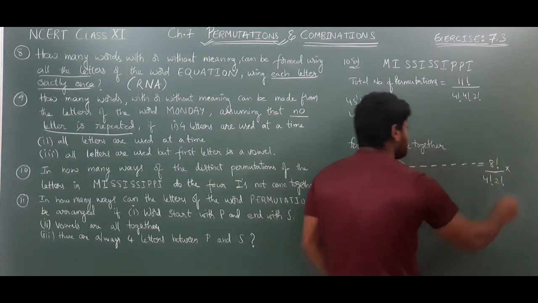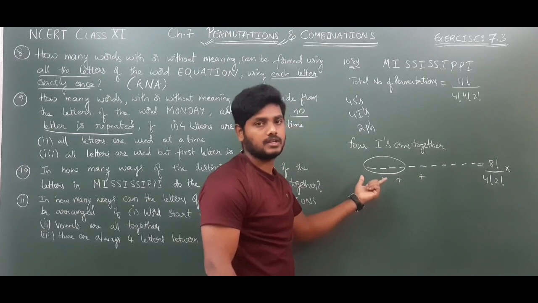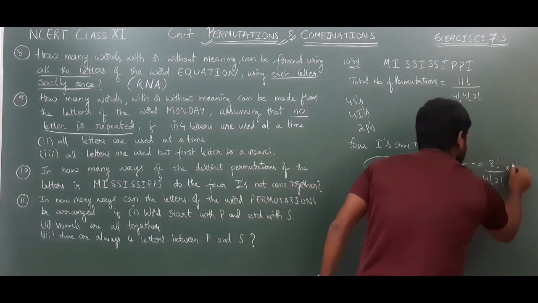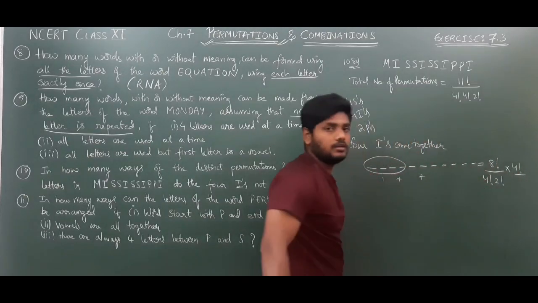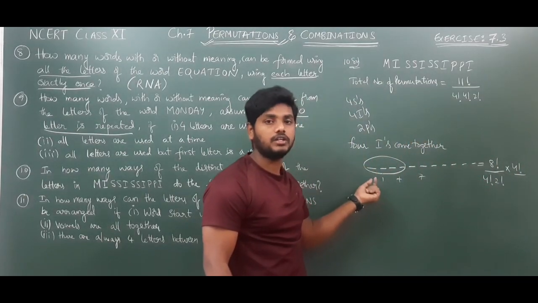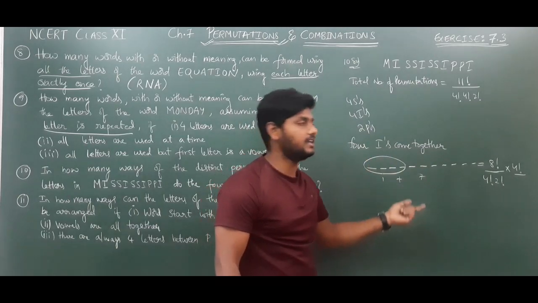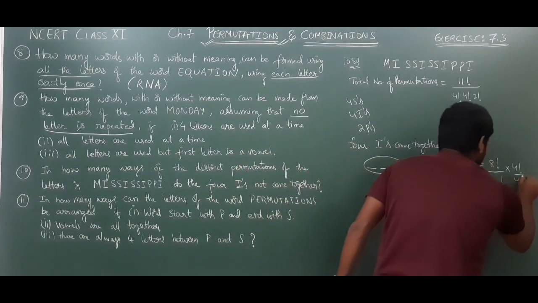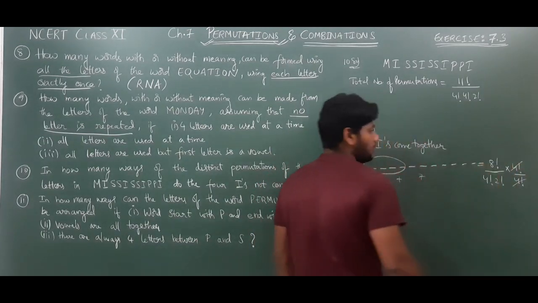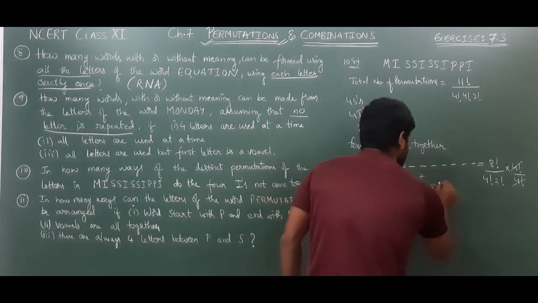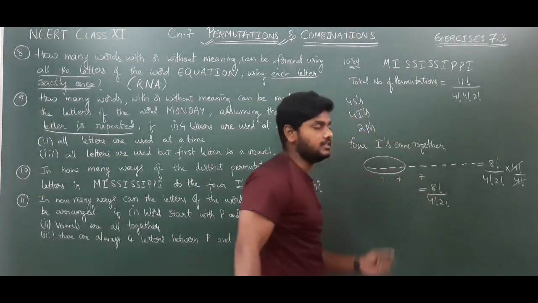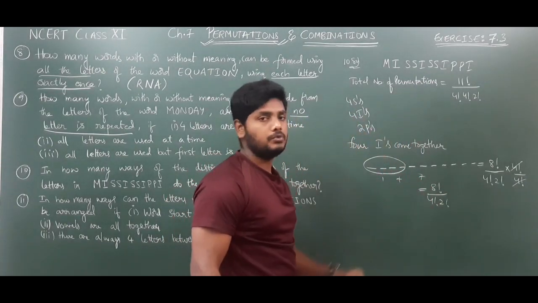Now come back again to these 4. How many do we have? 4. Are those 4 repeated or different? Repeated only. What are those? I's. So the repeated ones give 4 factorial. Therefore 4 factorial cancels. So the value is 8 factorial by 4 factorial into 2 factorial. This is when the 4 I's come together.